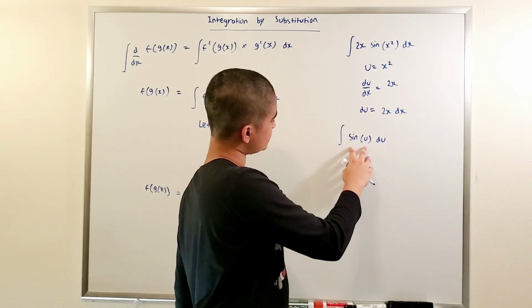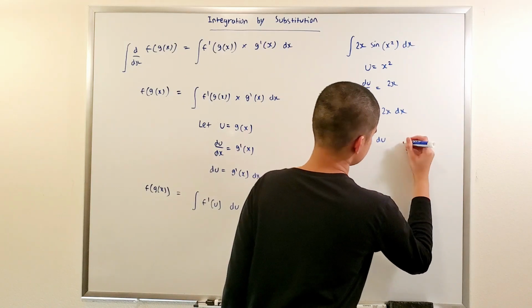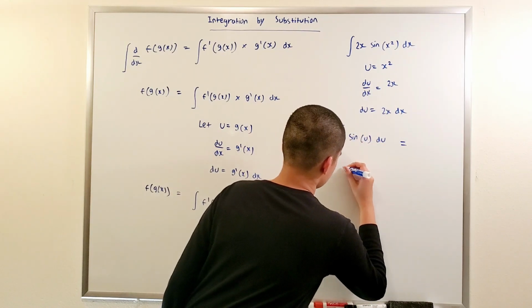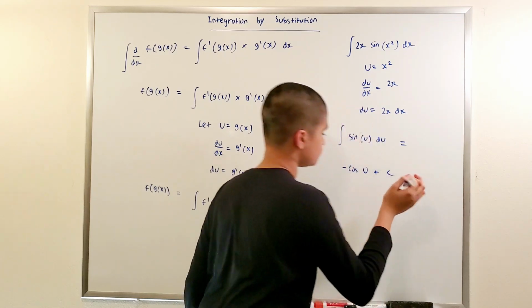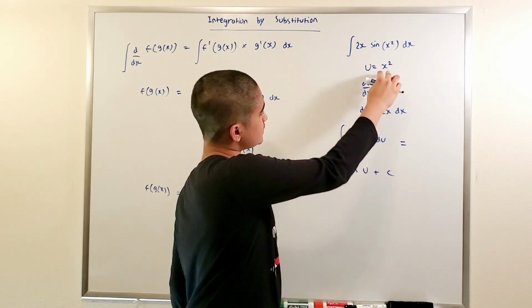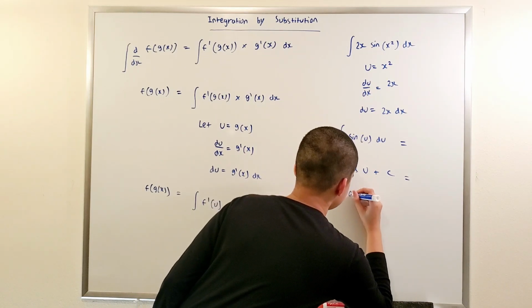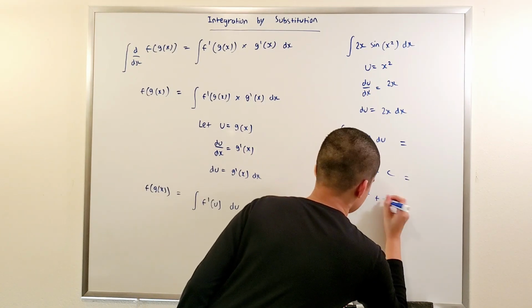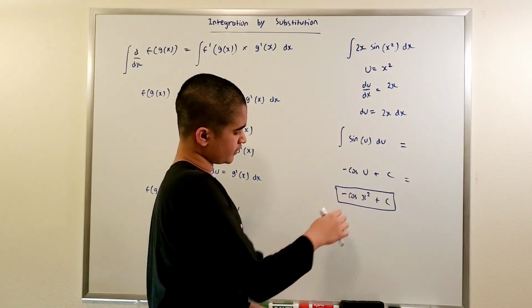We know that the integral of the sine function is equal to minus cos. So this can be written as minus cos of u plus c. Now, since u is equal to x squared, we can write the final answer as minus cos of x squared plus c. Now let us verify this.